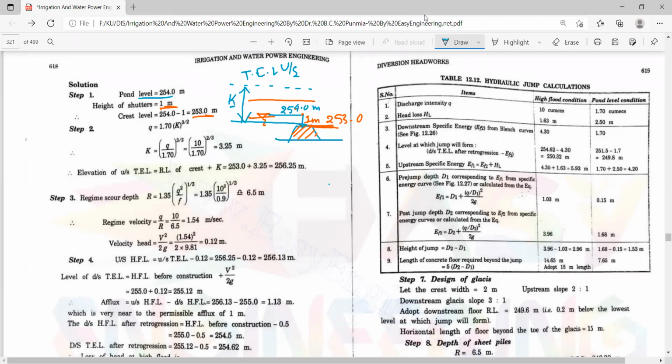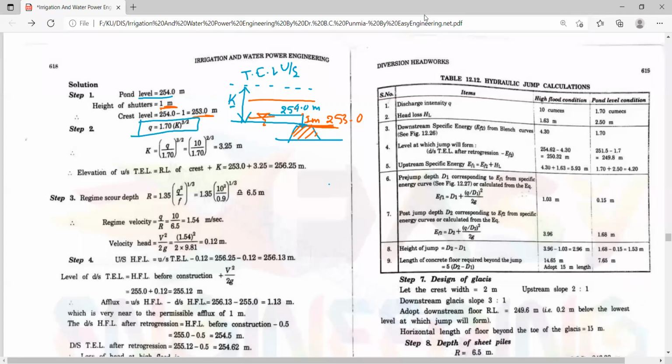So we know the relation between Q and K, discharge and K. So this is the relation: Q is equal to 1.70 K to the power of 3/2. We know the discharge per unit length given in the problem, that is 10. So K is equal to (10 by 1.70) all to the power of 2/3. You are getting 3.25 meters. So the level difference between the total energy line on the upstream side and the crest of the weir will be 3.25 meters.